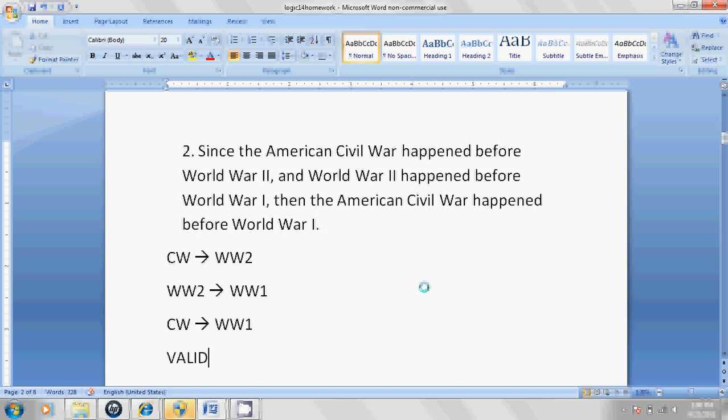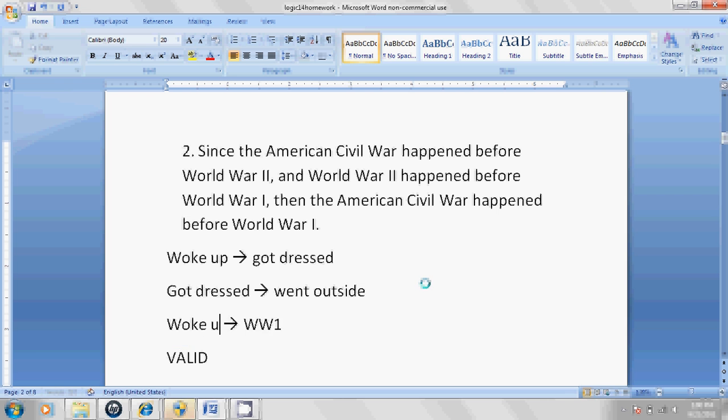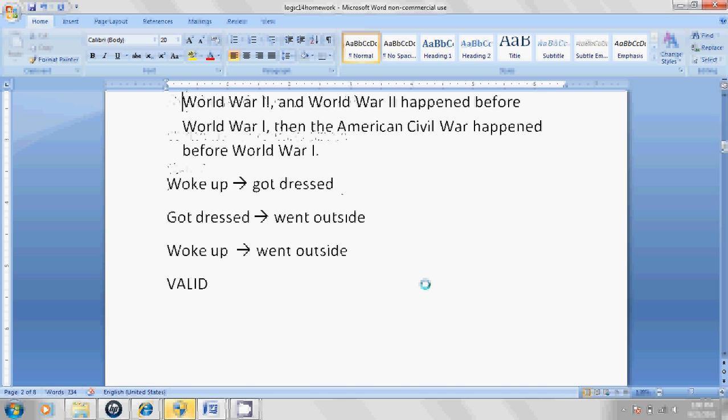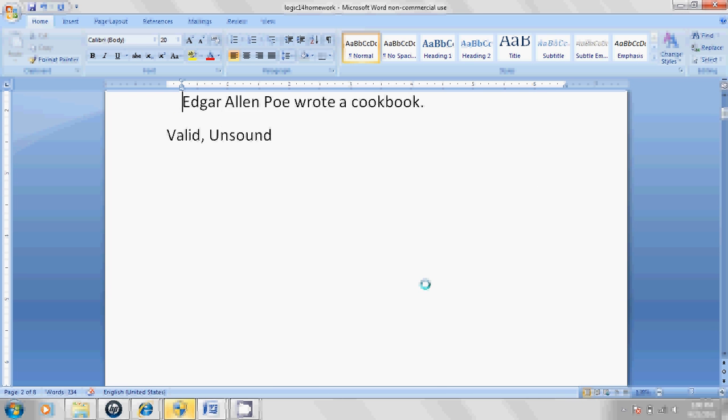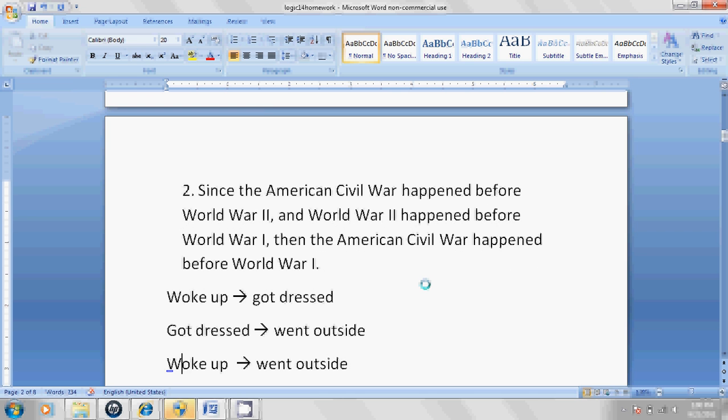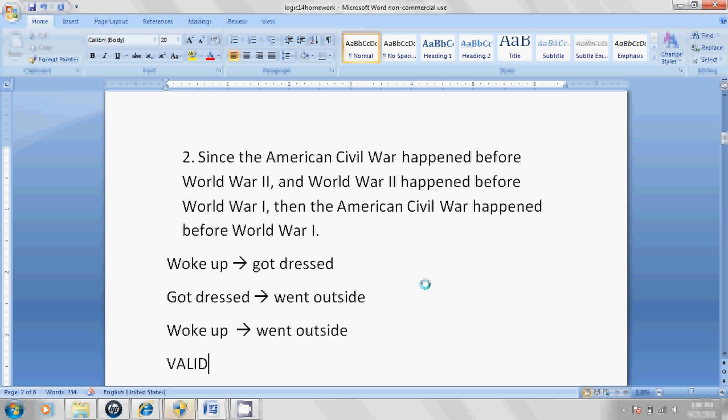That makes sense, right? If this happens before that, if we take, for example, using our calendar example method, if you woke up before you got dressed, and you got dressed before you went outside, then it makes sense that you woke up before you went outside. Fair enough? Okay. And so that makes sense. So it's valid, but then the second question is, is it sound or unsound?